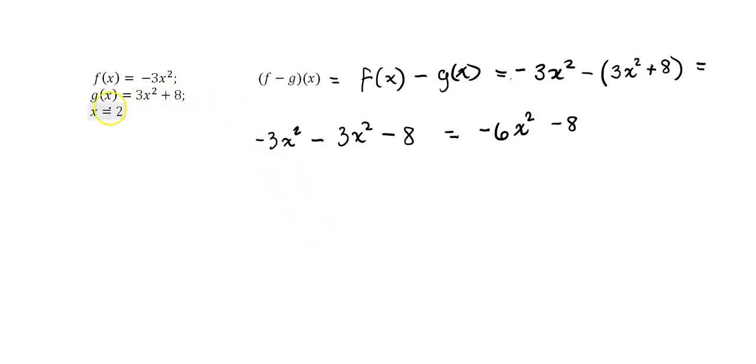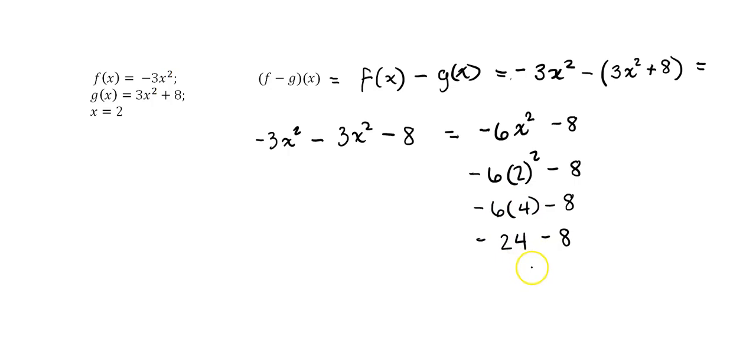In this case, I'm told that my x is equal to 2. All right. So I have a negative 6 times 2 squared minus 8. So here I'm going to do this exponent. So I have a negative 6 times 4 minus 8. Negative 24, right, these two multiplied together, minus 8 is going to give me negative 32. Now, that's one way of approaching it.